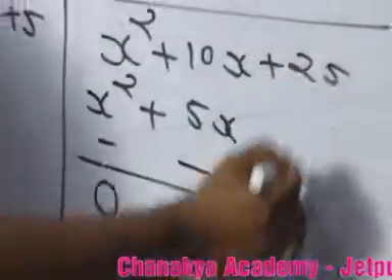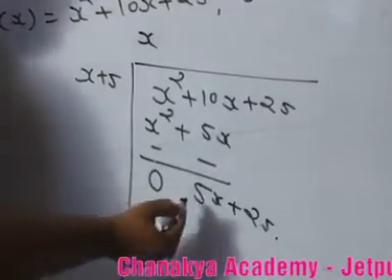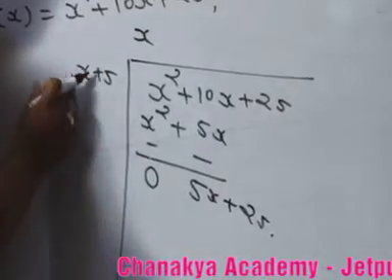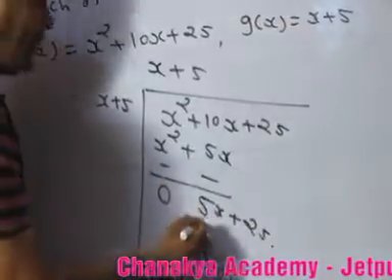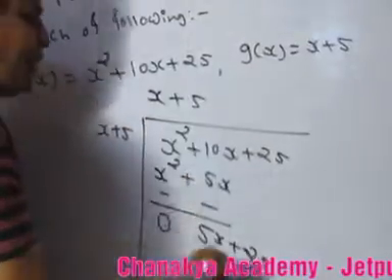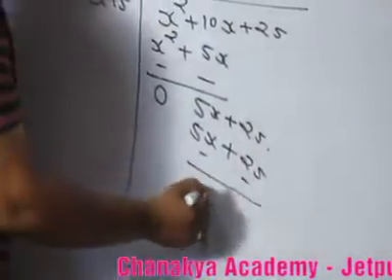Now bringing the 25 downside. Now again we should think with which term we should multiply x to obtain 5x. The number is 5. X into 5, 5x. 5 into 5 equal to 25. Now again it's time to change the sign. Minus, 0, 0.